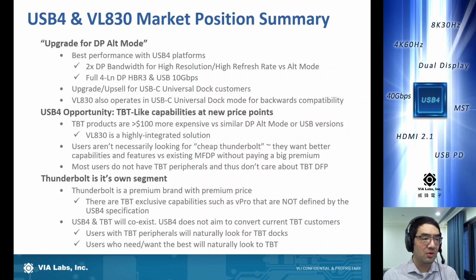And for most users, they don't really have Thunderbolt peripherals, so they might not necessarily care about PCI Express support or Thunderbolt downstream ports. And lastly, Thunderbolt, we believe, is its own segment. It's a premium brand with a premium price, and it has exclusive capabilities, like we mentioned, such as vPro. These things aren't part of the USB 4 spec, so it'll be very hard for a USB 4 vendor to offer those types of capabilities. We think that USB 4 and Thunderbolt 4 are going to coexist on the market for a long time. And existing Thunderbolt users are going to keep using Thunderbolt products.